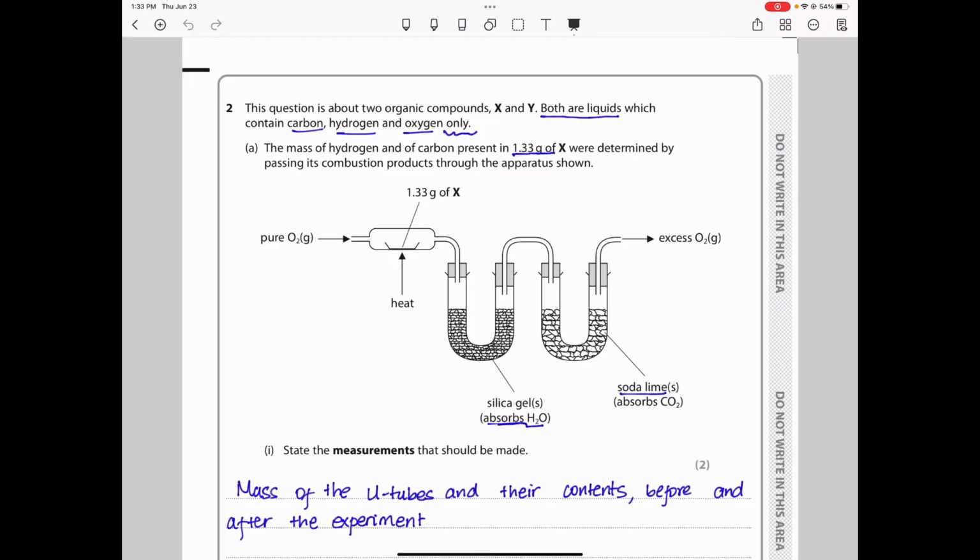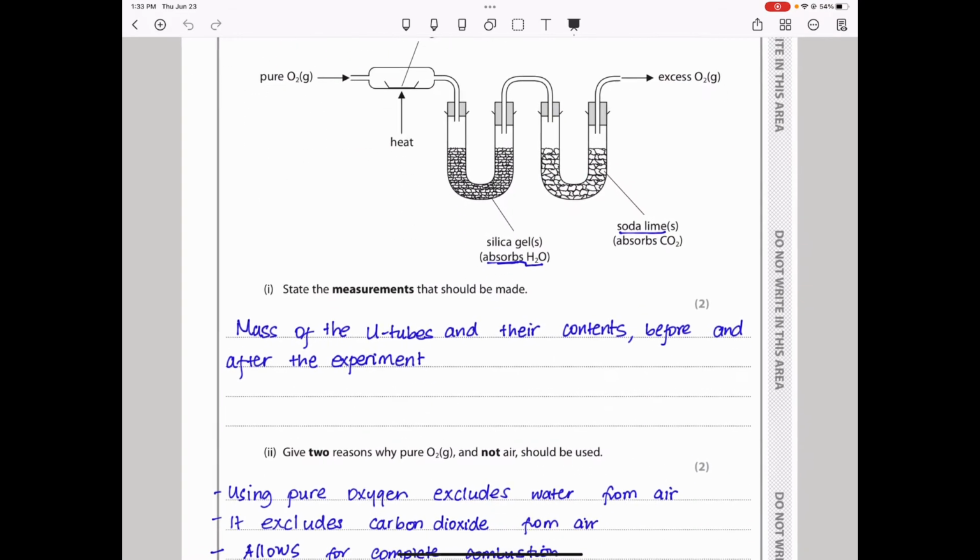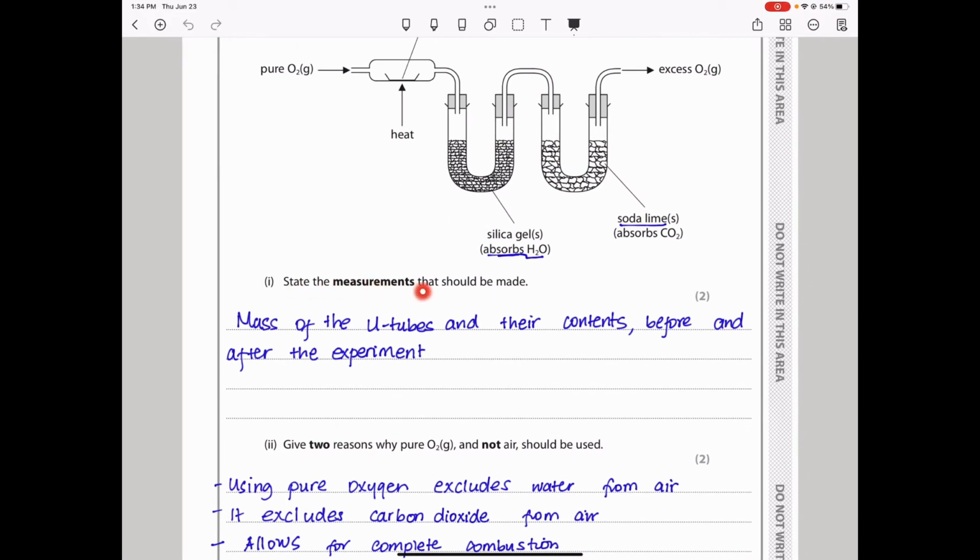Remember, for any complete combustion of this organic compound, we're going to produce carbon dioxide and water. So here we see the water is going to be absorbed by the silica gel, and then here we can see the carbon dioxide is going to be absorbed by soda lime. And then the excess oxygen is going to be passed out. The first question says, state the measurements that should be made. Measurements, we need to measure the masses of these two tubes before the experiment, that is, after putting the silica gel and the soda lime.